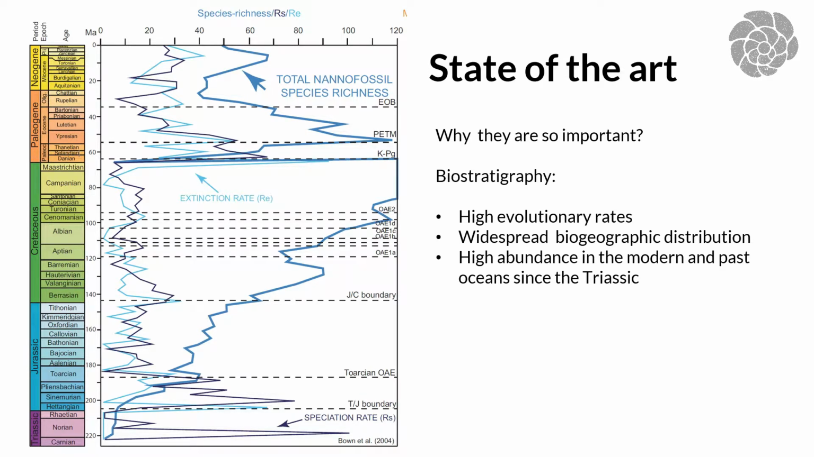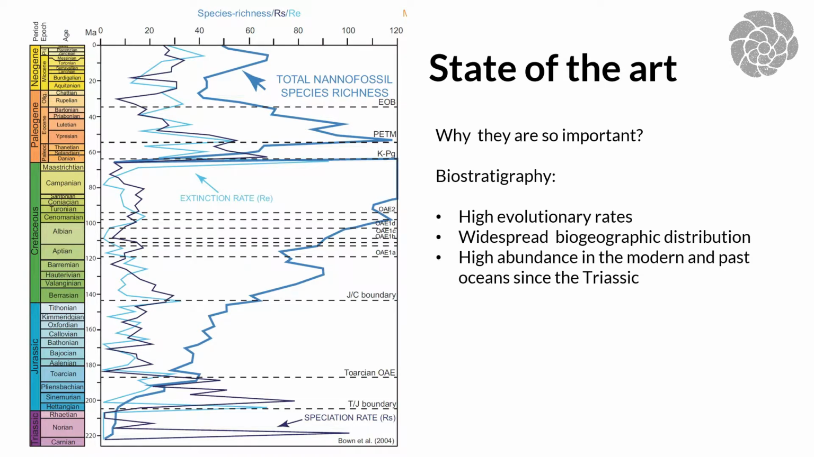So I put this slide just to highlight one of the most important requisites that any group should have if it wants to be a very good stratigraphic, biostratigraphic tool: high evolutionary rates. This is a modified version of a very famous figure made by Paul and co-authors in 2004. And here you have basically time, from the Triassic to the Neogene, on the y-axis.